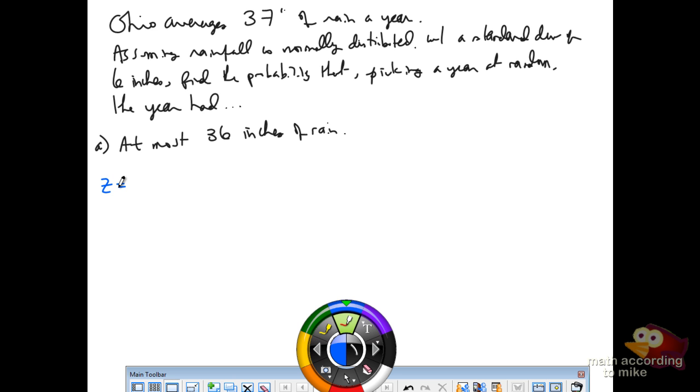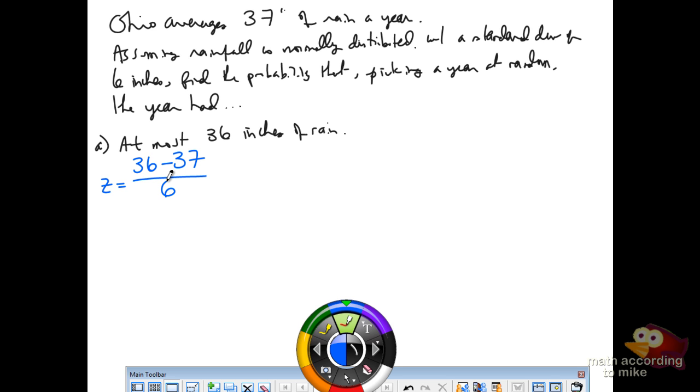So the 36 is what letter? Which one of those letters is 36? X. Minus, what number is the mean? 37. Over, which one's the standard deviation? You could read it because everyone printed out the PowerPoint before class. 6.